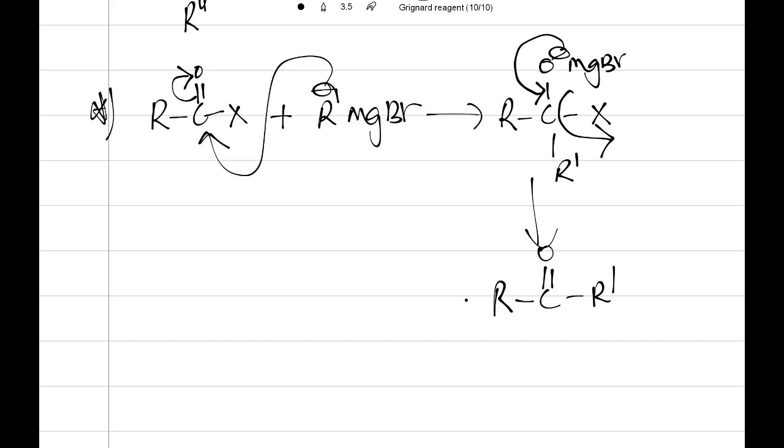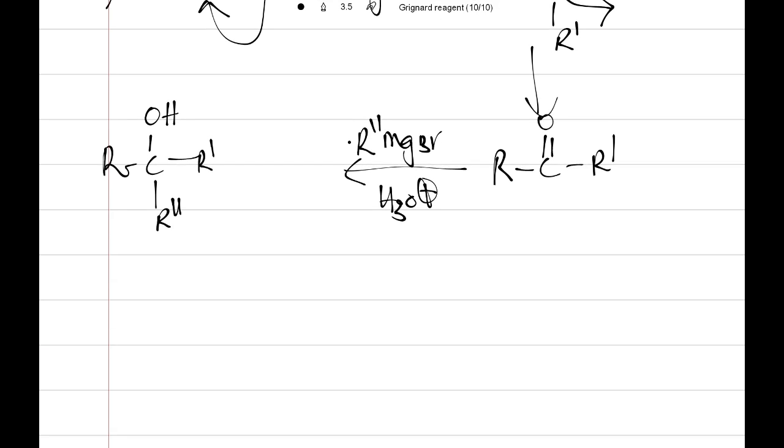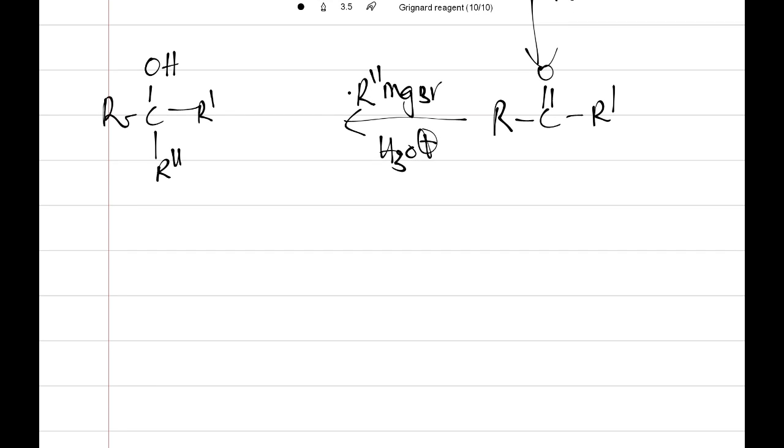So X will leave from this one, and we can get the RC double bond O, this is R dash. After that, if you use another mole of Grignard reagent followed by hydrolysis, we can get the tertiary alcohol formation taking place, or COH R double dash, it is R dash. Okay, right. The same thing, amide also you can write.